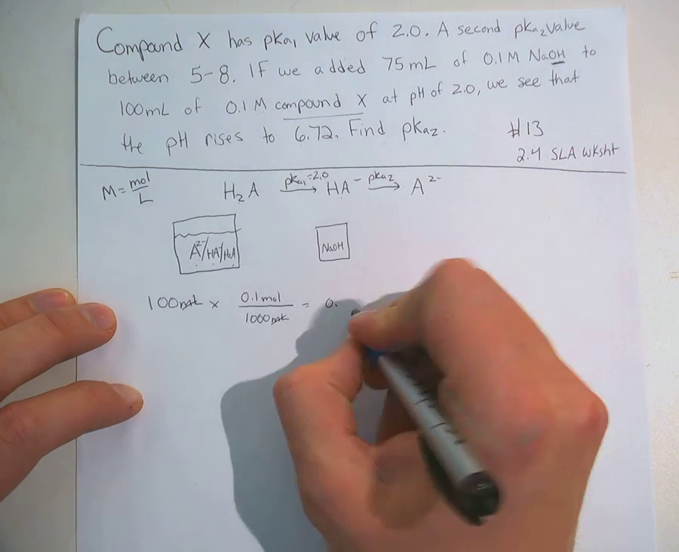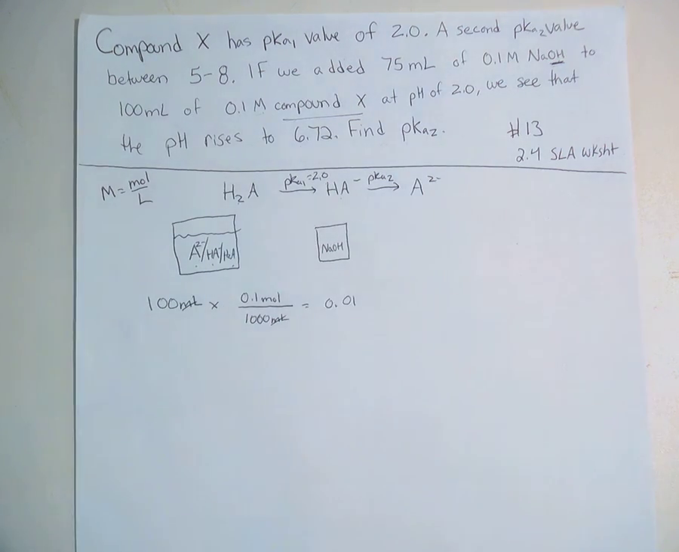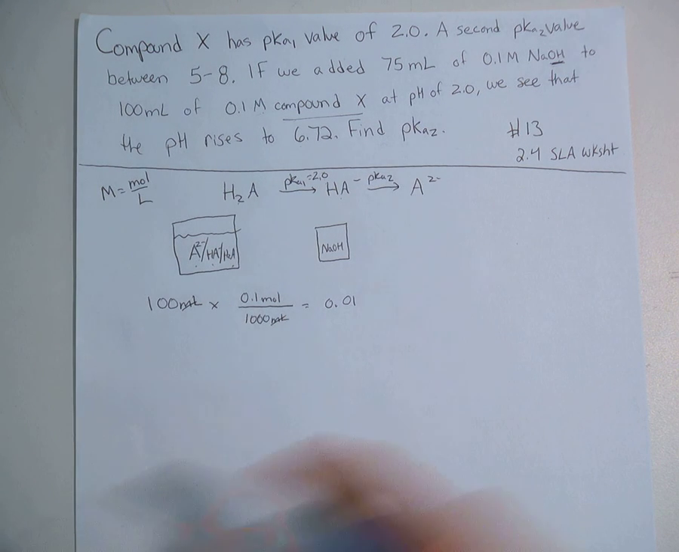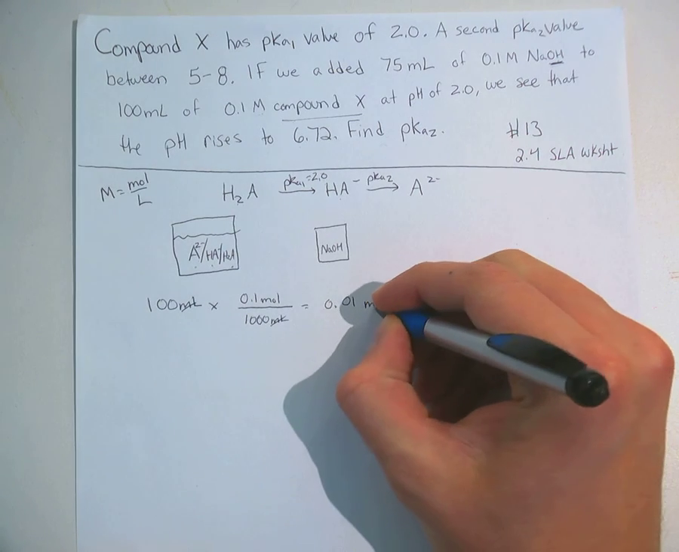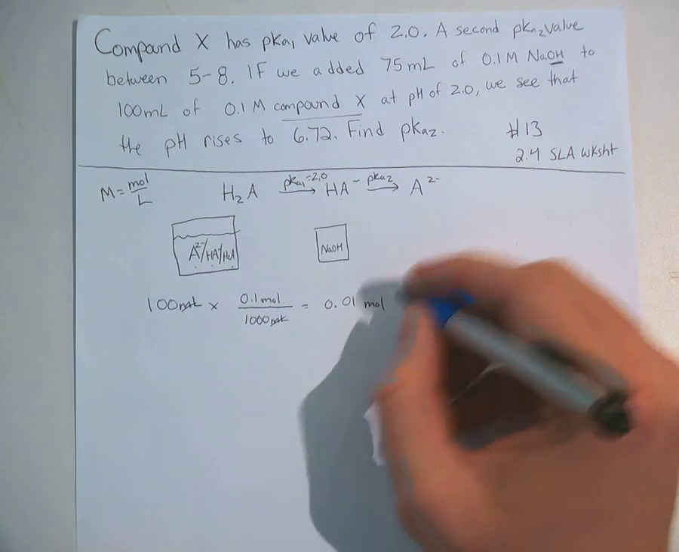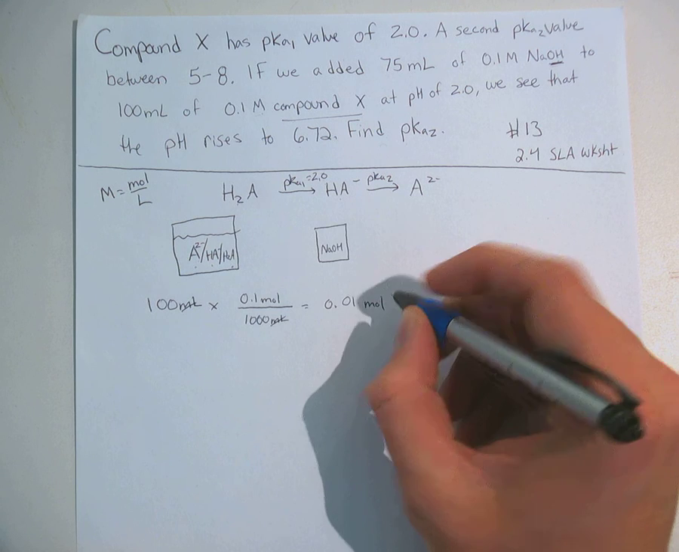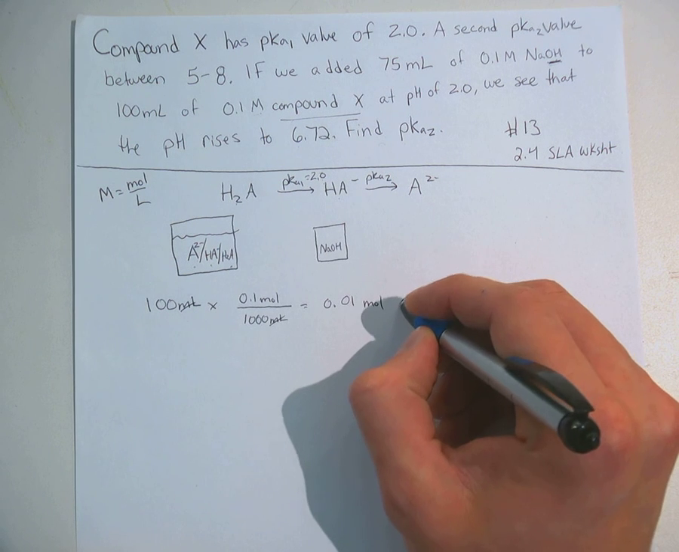Is that 0.01? Okay, and so from there, that tells me I've got my units left over, 0.01 moles of my compound A.